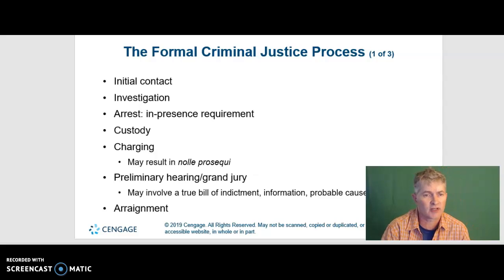This is collecting evidence, witness statements, and it creates the concept of probable cause, and then ultimately gives the justification for arresting a person suspected of a crime. That leads us into the arrest. This is a legal condition wherein any individual's freedom is restricted by the police.